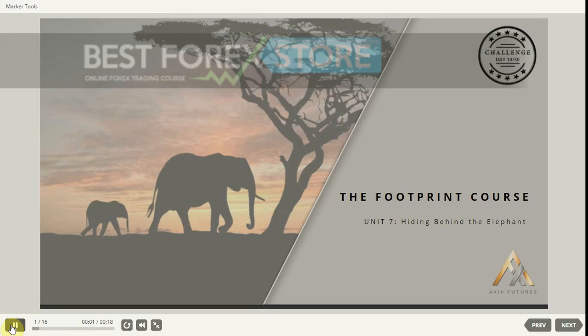The Footprint Course, Unit 7, Hiding Behind the Elephant. This is challenge day 10 of 30.